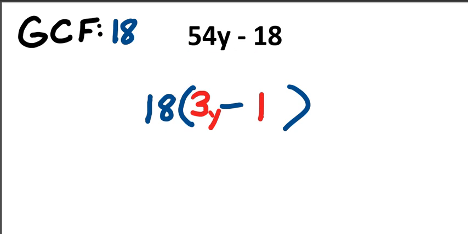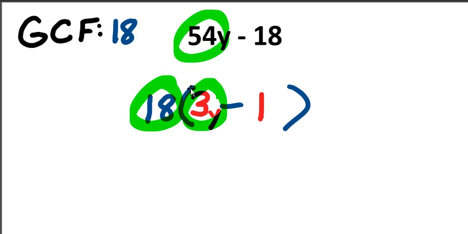So, is it true that 18 times 3y gives us 54 y's? Yes, it's totally true. And is it true that 18 times 1 is 18? Yes, it's totally true. Well then, folks, I think we're good to go.